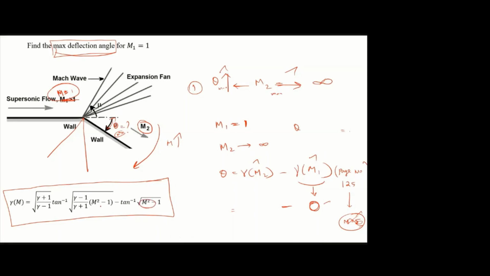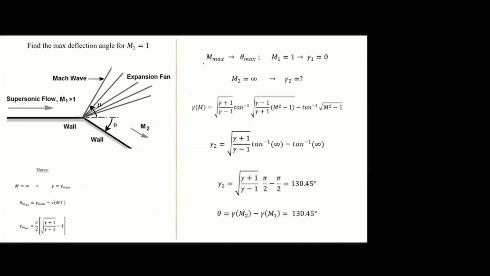Substitute M2 equal to infinity and find the value. For example, if I put infinity here, the whole term will be infinity. If I put infinity here, again the whole term will be infinity. Then it becomes root of (gamma plus 1) divided by (gamma minus 1), times tan inverse of infinity minus tan inverse of infinity. Is that correct? So I am finding the maximum Mach number, and from there I am going to find theta max.